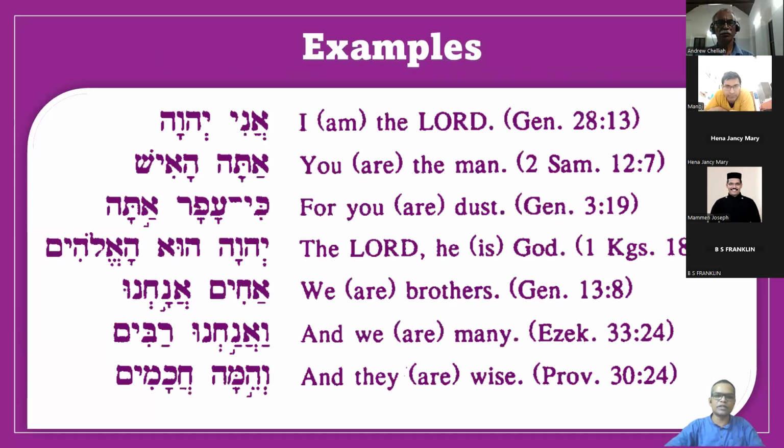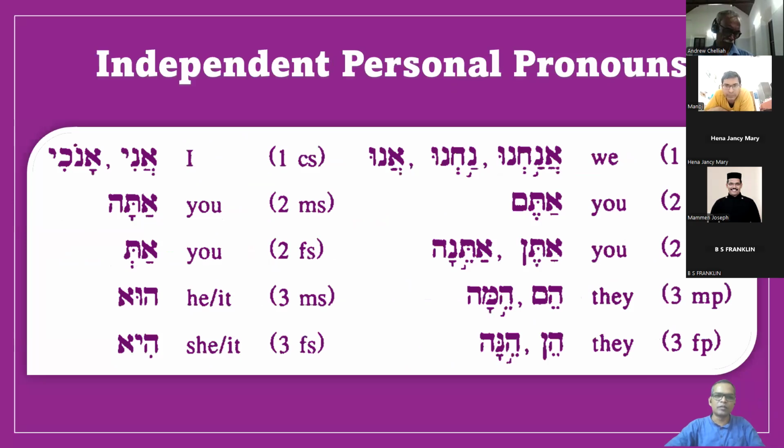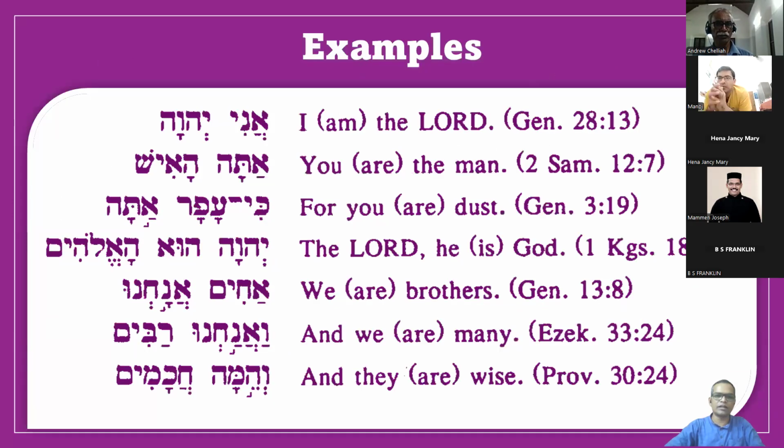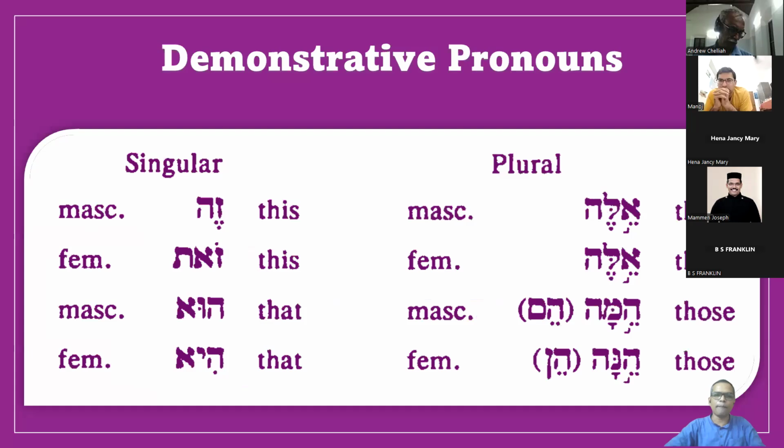So that's all to do with the independent personal pronoun. So please memorize this table. All right. And then demonstrative pronouns. Okay. In English, we have demonstrative pronouns like this, these, that, those. Okay. When it comes to this and these there is no problem.